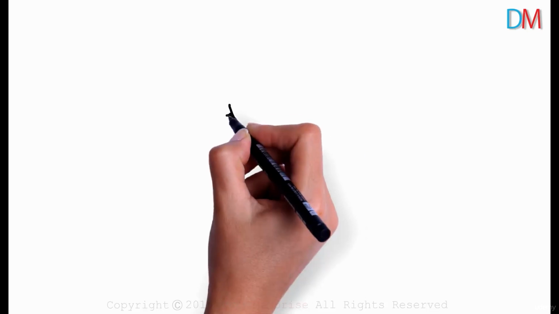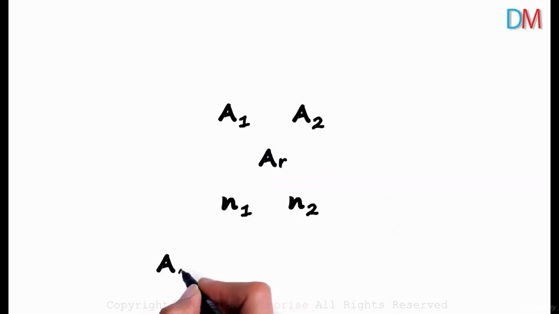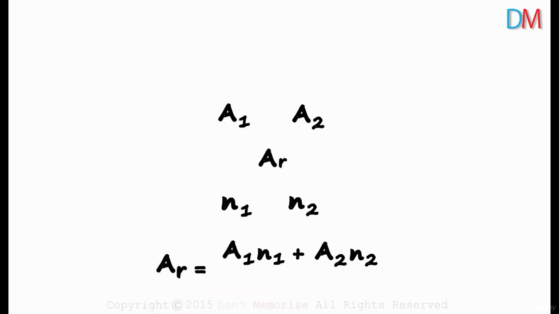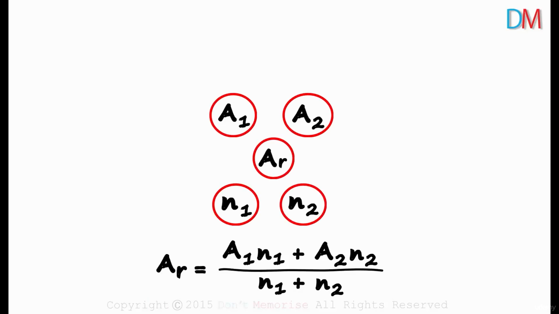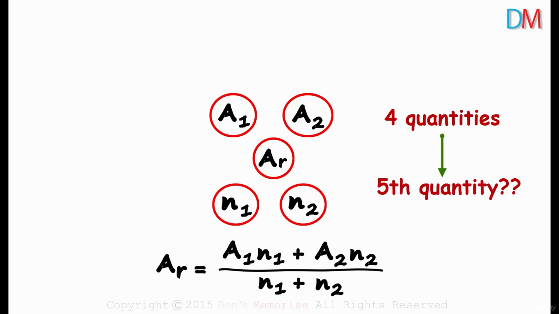Let's quickly review what we have learned in weighted averages. If we have two averages A1 and A2 and their respective weights N1 and N2, we can easily find the resultant average AR. And what is the formula to find AR? It is A1 N1 plus A2 N2 divided by N1 plus N2. Do we always have 5 quantities in the picture? Are we generally given 4 and asked to find the fifth one?